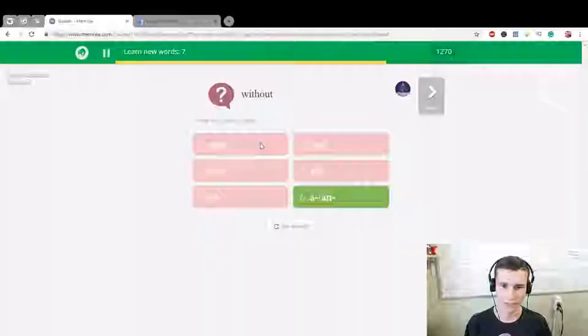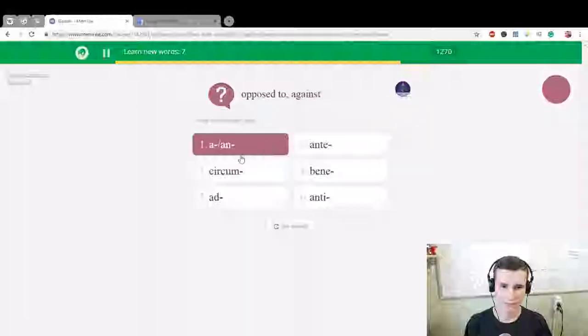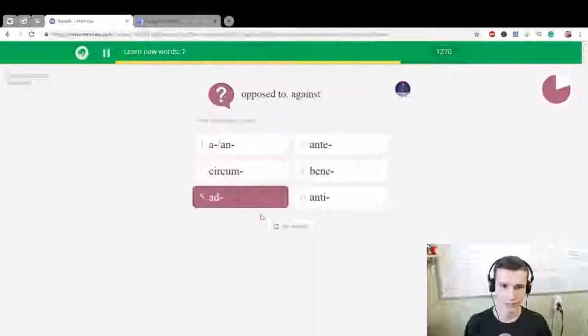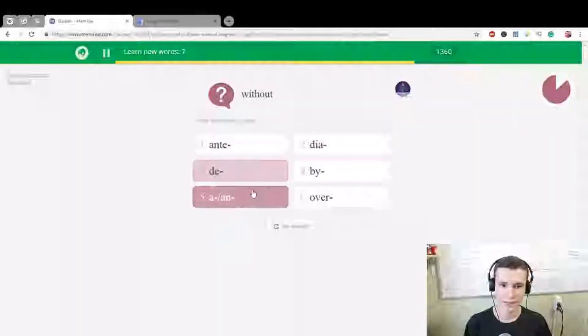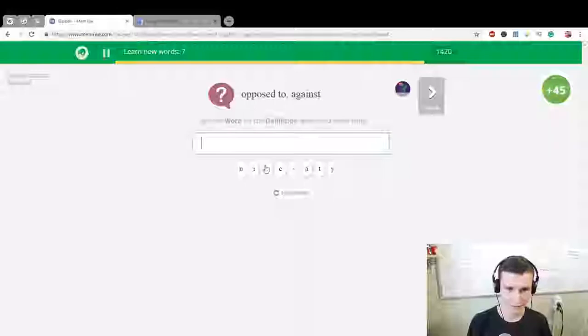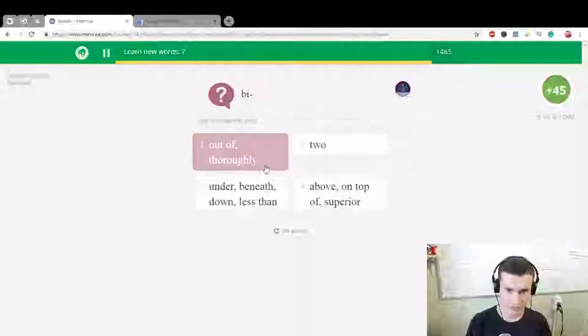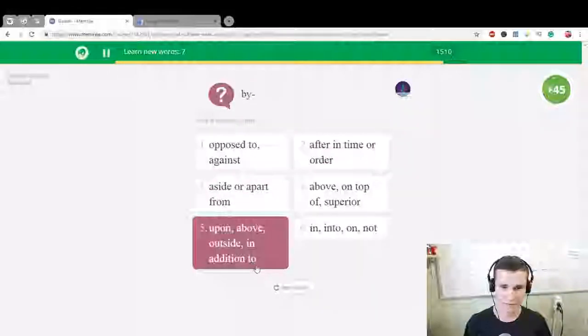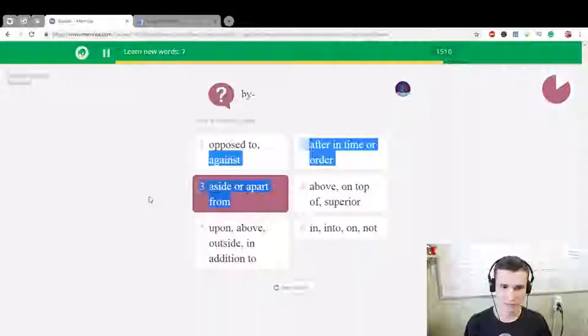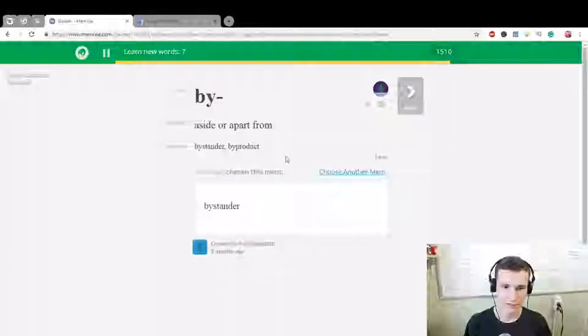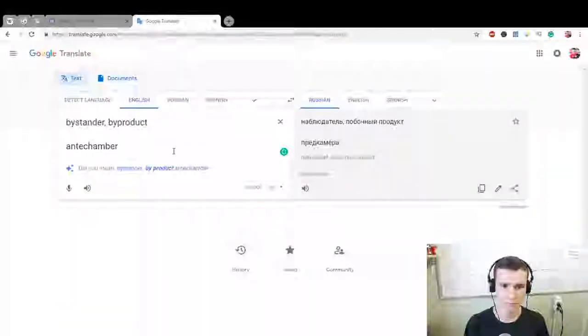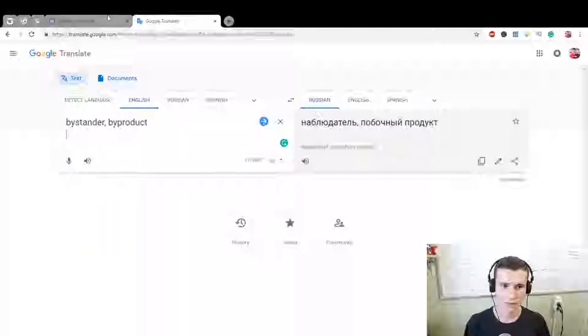Room before. Without: an, like amoral, anarchy. Opposed to, against: anti. Bene: good. By: aside or apart from. I need to check, because I don't understand it really: aside, bystander, byproduct. What does it mean?